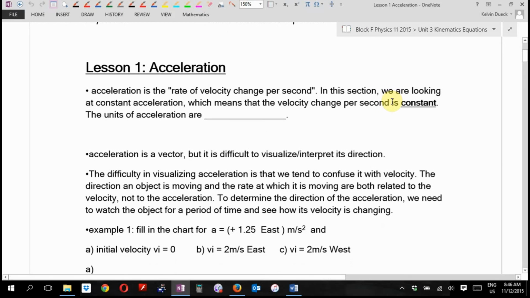So in this unit, in this section, in fact, in all of Physics 12, we're going to be looking at constant acceleration, not changing acceleration, which means that the velocity change per second is constant, because that's acceleration.